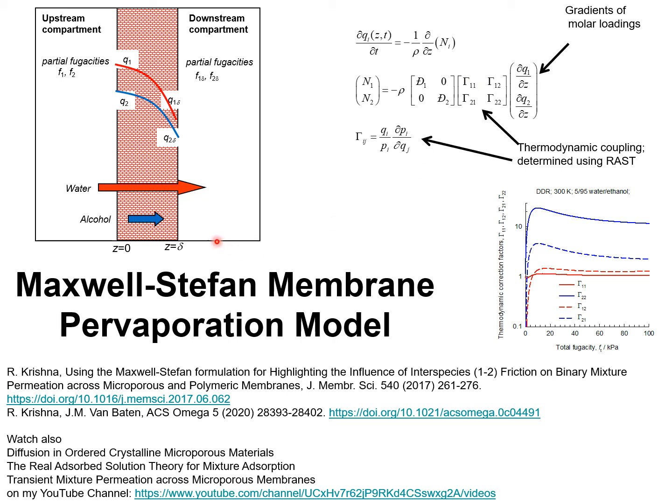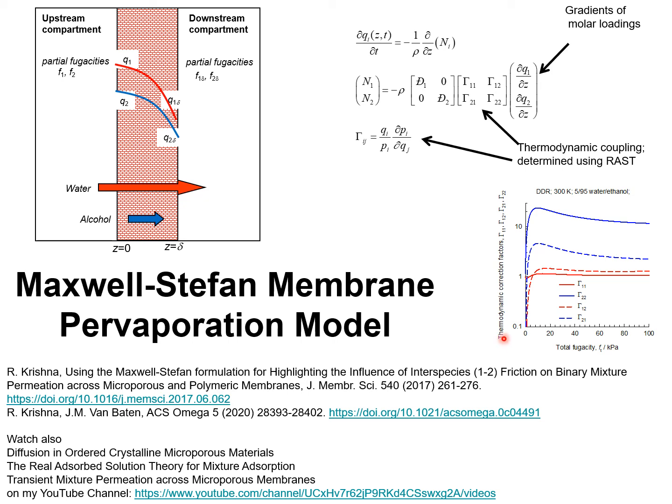Let's examine the elements of the matrix gamma for the specific case of a 5/95 water ethanol mixture in DDR zeolite. The continuous solid lines, red and blue, are for water and ethanol. These are the diagonal elements, and the off-diagonal elements gamma 12 and gamma 21 are shown by the dashed lines. The correction factors are plotted against the total fugacity in the bulk fluid mixture.